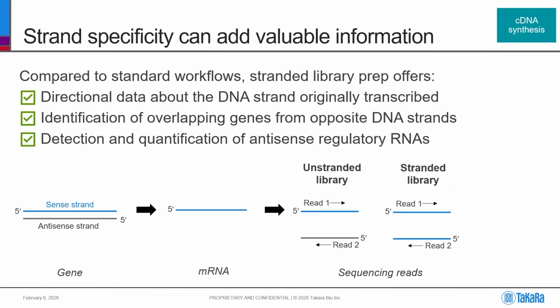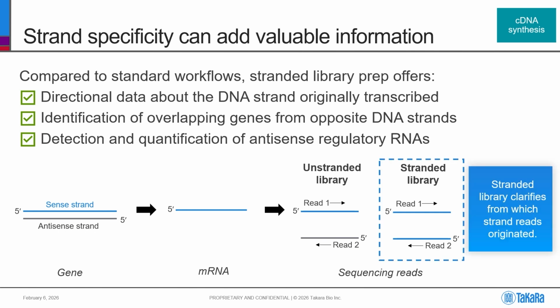One of the things to consider is strand specificity. Strand specificity adds valuable information to RNA sequencing. Compared to standard non-stranded workflows, stranded library preparation preserves the direction of original transcripts. This allows us to determine which DNA strand was transcribed, distinguishes overlapping genes on opposite strands, and accurately detect and quantify antisense regulatory RNAs. Overall, strand-specific data leads to more precise interpretation of gene expression.